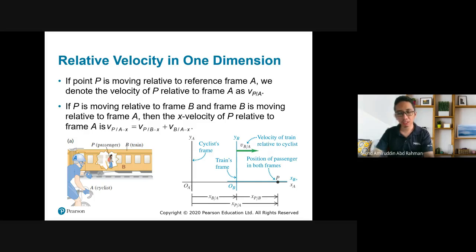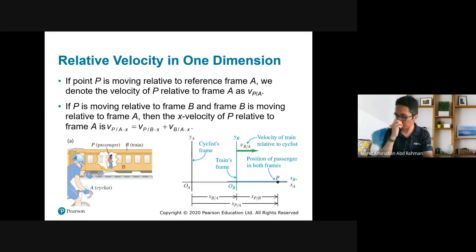So basically, you are measuring the relative velocity of the people inside the car relative to you. And similarly, the people inside the car see you cycling the bike. So that is the relative velocity for the people inside the car towards you.